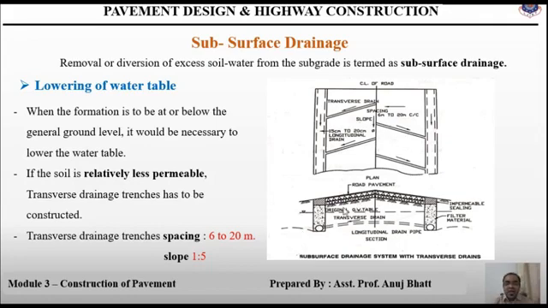As in the figure, we can see these are the transverse drains provided. This is the plan for that. So these are the additional drains; transverse drains are provided with the longitudinal drain, so that the water table can come to the lower stage. Here the transverse drains are provided at a spacing of 6 to 20 meter and at a slope of 1:5 from the center to the edge of the road.